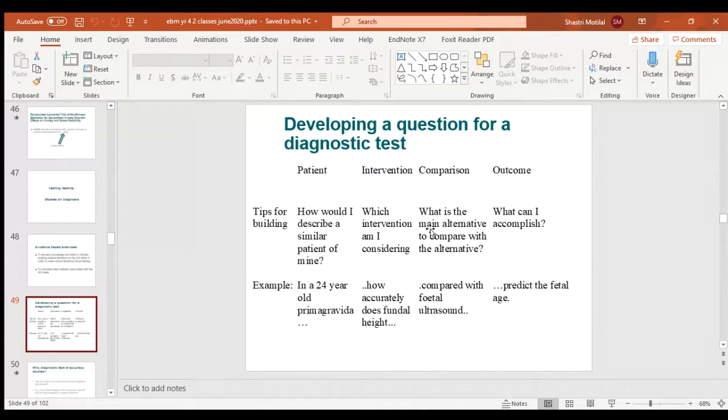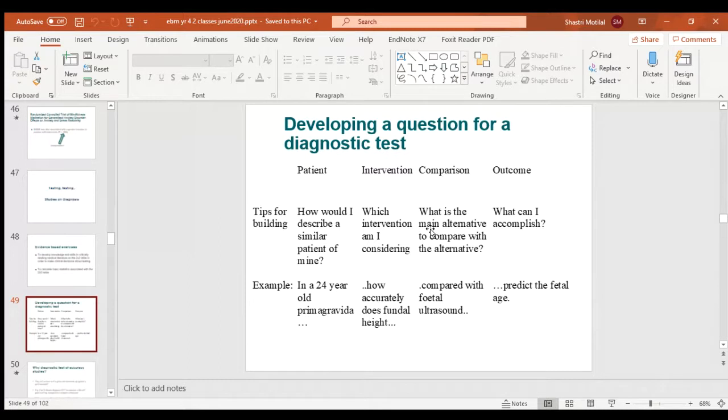So again, I know you all haven't done O&G, and essentially what fundal height is, when you do your rotation, you just take a measuring tape and measure from the pubic symphysis, the bone lower down, the most inferior part in the pelvis, to the top of the womb or the uterus by palpation. And when you do that measurement, we know that it corresponds roughly to the gestational age. So if you get 26 centimeters, that's equivalent roughly to about 26 weeks, give or take 2 weeks, for gestational age.